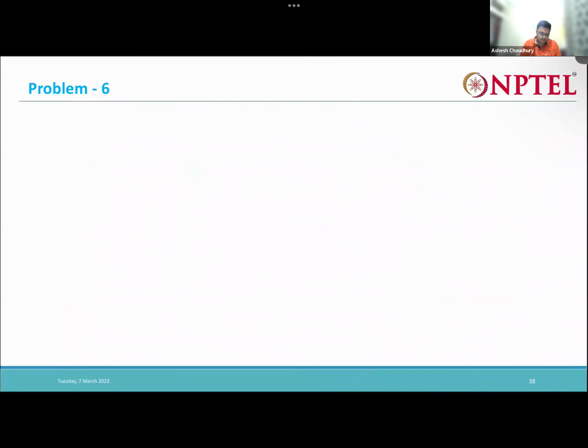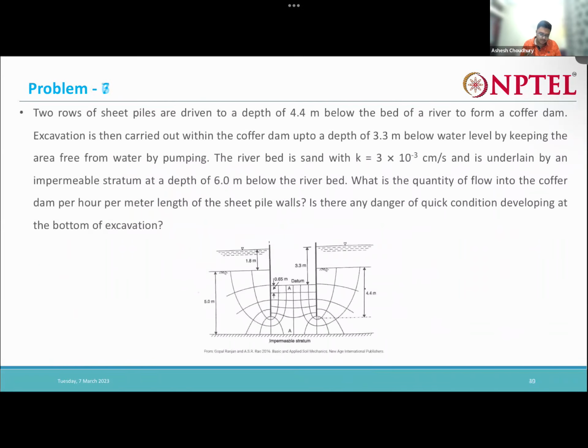Okay. A similar problem we have in the next problem, this seventh problem. This is the last problem, almost the same problem. Here, 2 rows of sheet pile are driven to a depth of 4.4 meter below the river bed to form a coffer dam. Excavation is then carried out within the coffer dam.